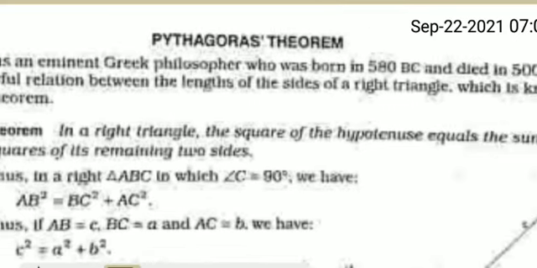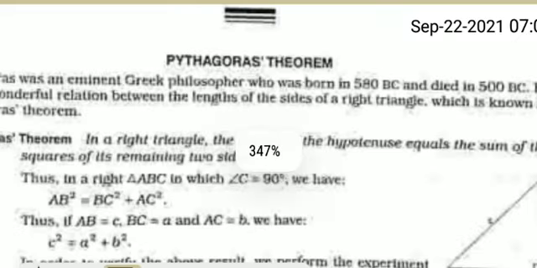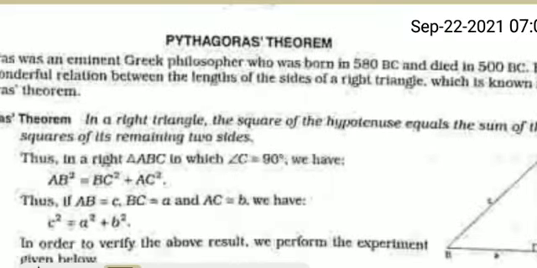Pythagoras theorem, here the main statement is given. Pythagoras theorem, this is the statement. In a right triangle, the square of the hypotenuse equals the sum of the squares of its remaining two sides. Very simple. In a right triangle, the square of the hypotenuse equals the sum of the squares of its remaining two sides. Okay, this is the statement of the Pythagoras theorem.